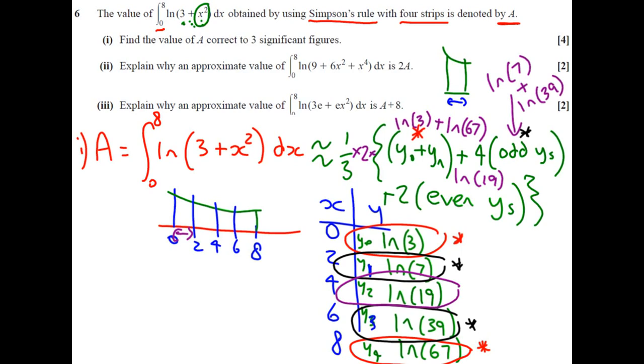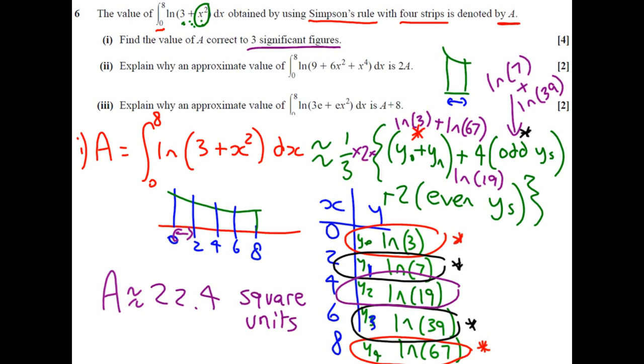And then in your calculator, you should be getting 22.4200467. Look at the question: 3 significant figures, so it's going to be 22.4. We don't know units, but we know it's area, so we can put square units for that one. Okay? Right. So, moving on to part 2.